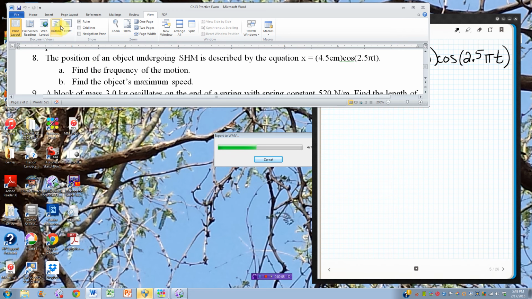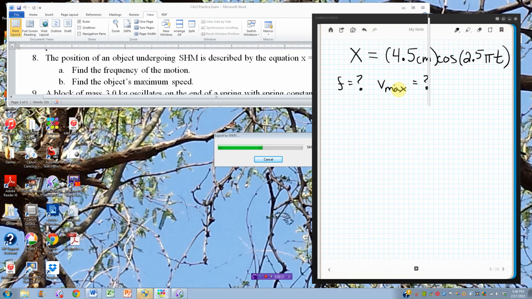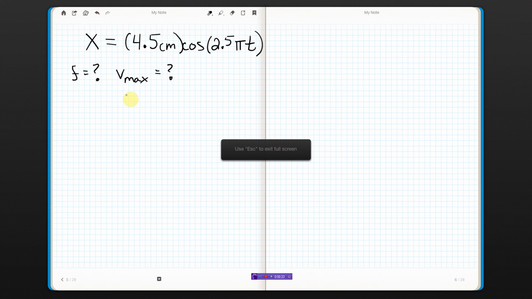Chapter 13, Practice Exam Number 8. The position of an object undergoing simple harmonic motion is described by the equation x equals 4.5 centimeters cosine 2.5 pi t. I want you to find the frequency of the motion and the object's maximum speed. So I've already put the information we need over here.